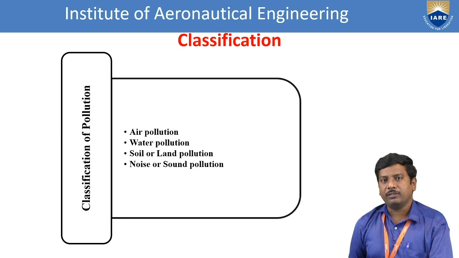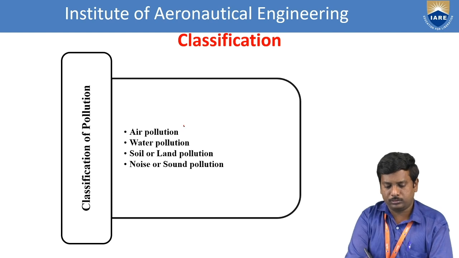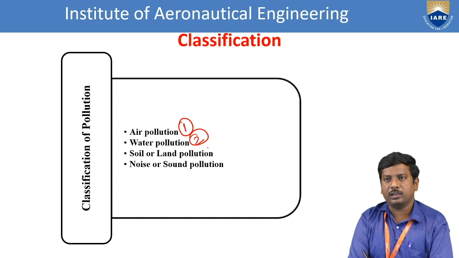There are mainly 4 types of pollution. The first one is air pollution, the second one is water pollution, the third one is soil or land pollution, and the fourth one is noise or sound pollution. Okay, so these are the main 4 classifications of pollution.